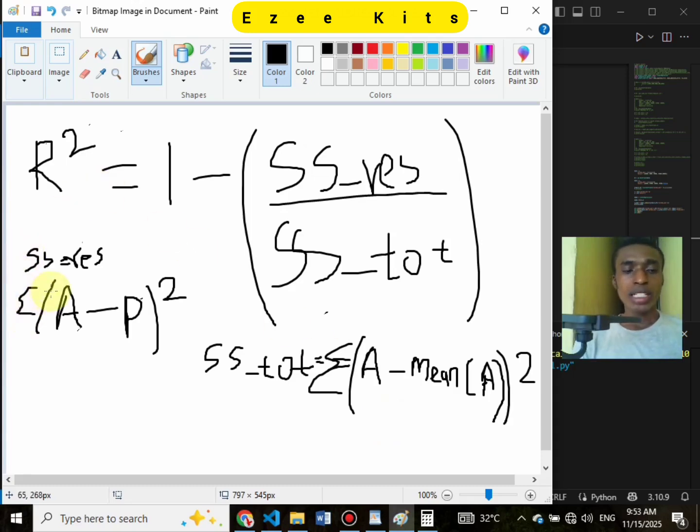But when we look at this, remember that this is just the variable I give it. The R2 score formula makes use of 1 minus the summation of the actual minus the predicted, squared, divided by the summation of the actual minus the mean of the actual, squared. So this is not hard to understand.